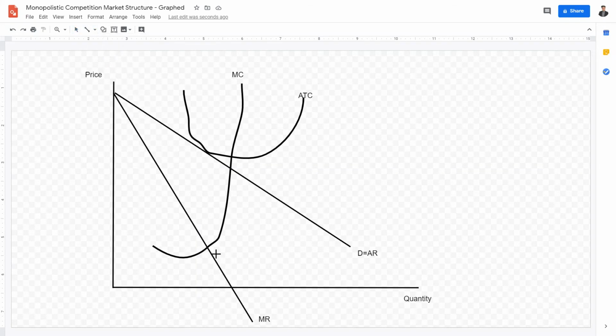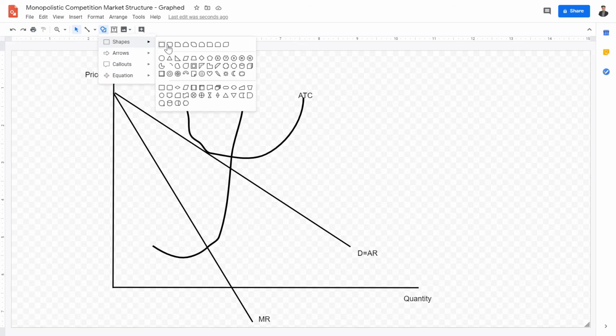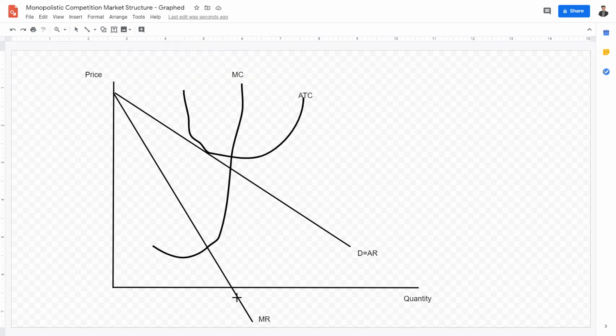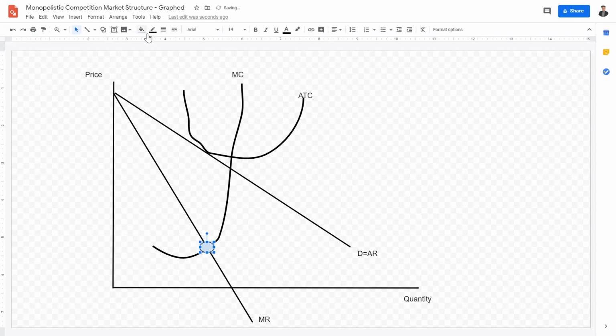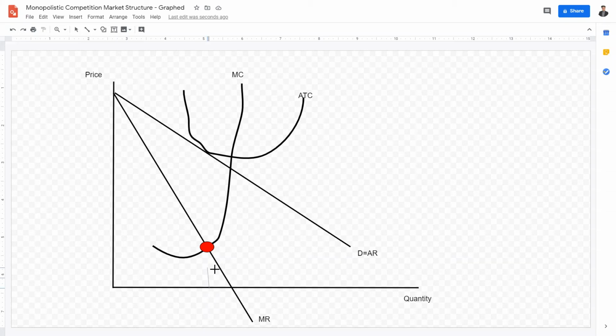Now, you might be looking at this and wondering, so now that I have this graph, what does it actually mean? The first thing we have to do is be able to identify the point of profit maximization. The point of profit maximization in any graph, whether perfect competition, oligopoly, monopoly, or monopolistic competition, is the point at which marginal revenue intersects marginal cost. So this red point shows where marginal revenue intersects marginal cost, which is the point of profit maximization. Firms want to produce at this quantity in order to maximize their profit.